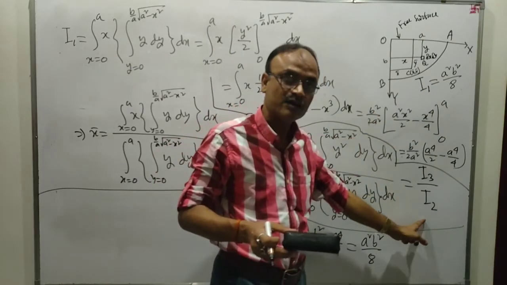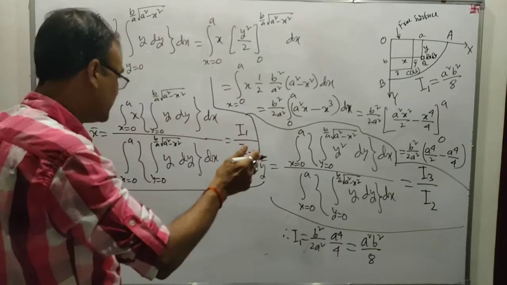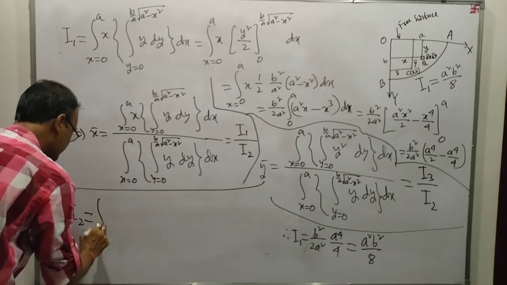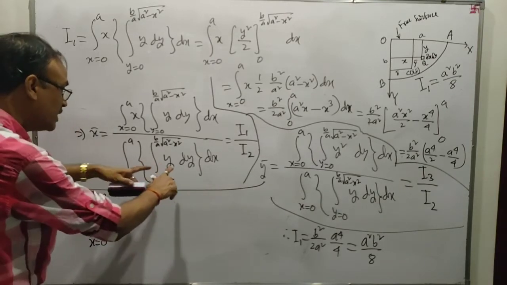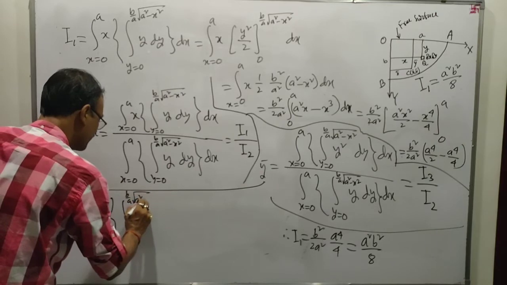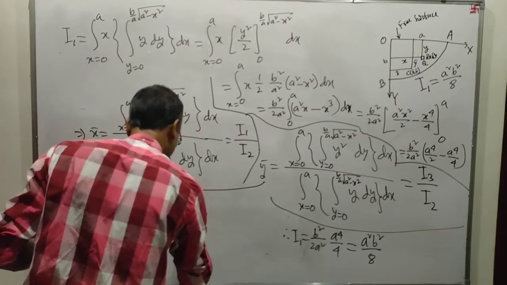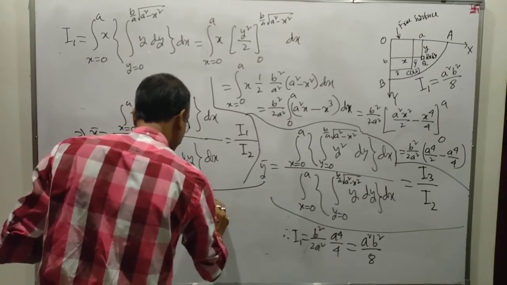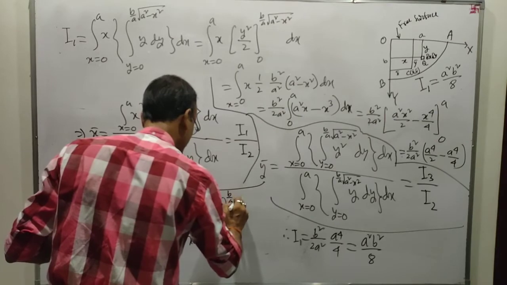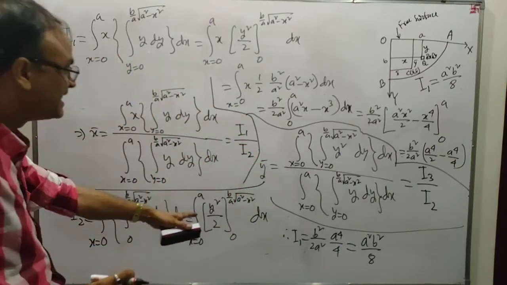Now, of the total three integrations, I2 and I3 will have to be calculated now. Let me calculate I2. I2 equals the integration for x equal to 0 to a, of the integral from 0 to (b/a)√(a² − x²) of y dy, dx. It will be y²/2, from 0 to (b/a)√(a² − x²), dx.